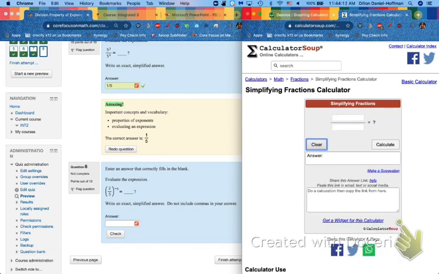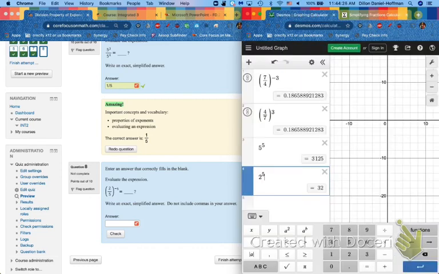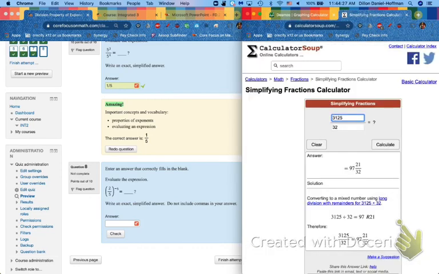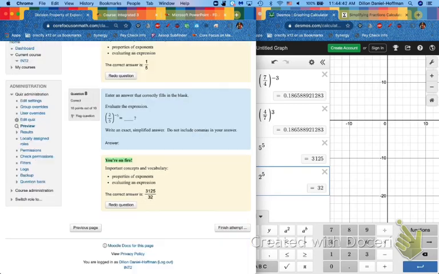Oh, what? Whoops. Wrong button. 3125 over 32. Calculate, not clear. Nope. I typed it incorrectly, yeah. It's still just the same thing. Gross. So we want to type that in, 3125 over 32. And there we go. 8 for 8.